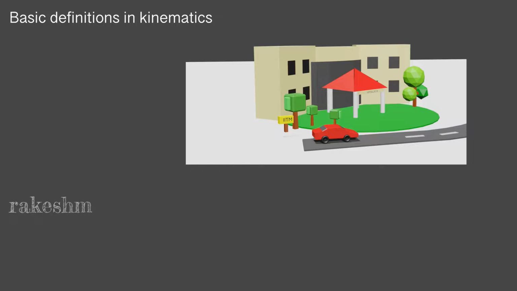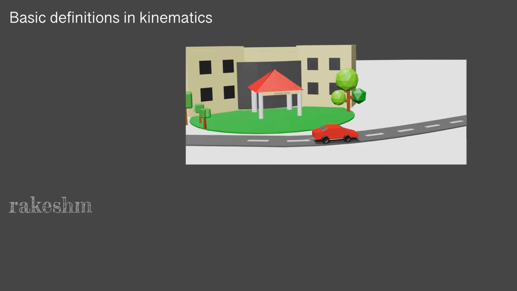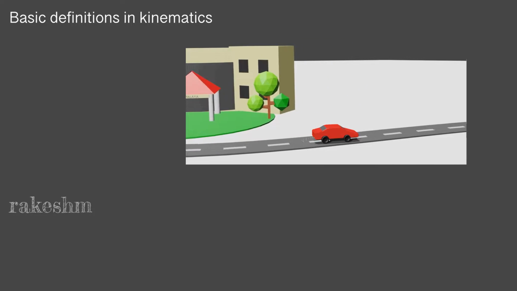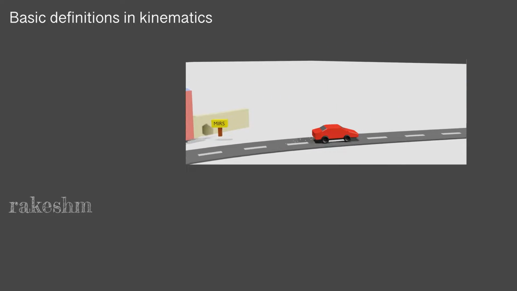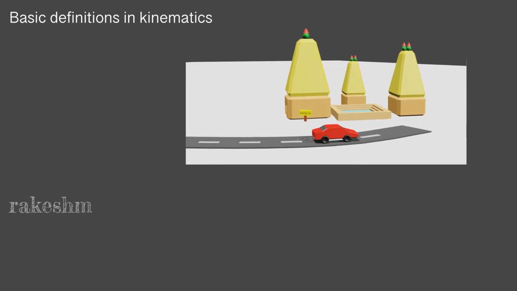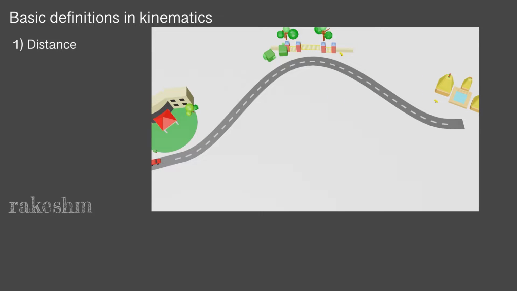Let us all look at some basic definitions in kinematics. Let's take a look at the diagram here. There is a car which is going from one place to another. So using the help of this schematic, we'll be studying what is distance, what is displacement, what is velocity, etc. and the other definitions. The first definition that we'll be covering is distance.